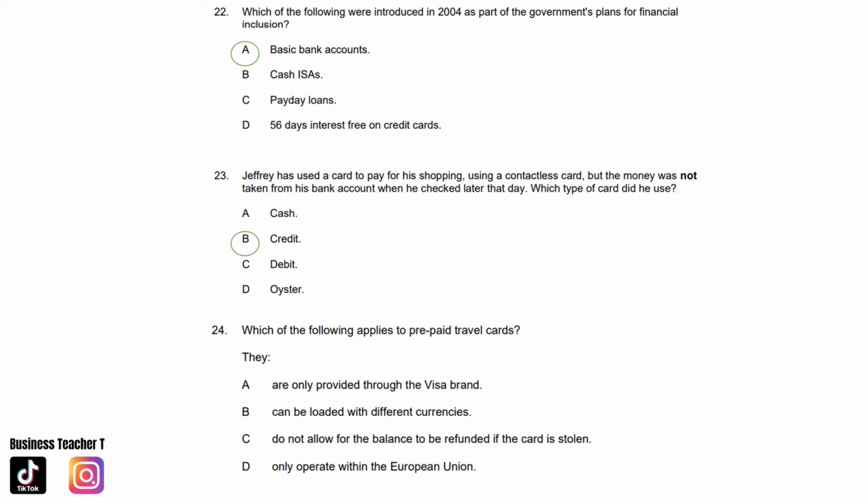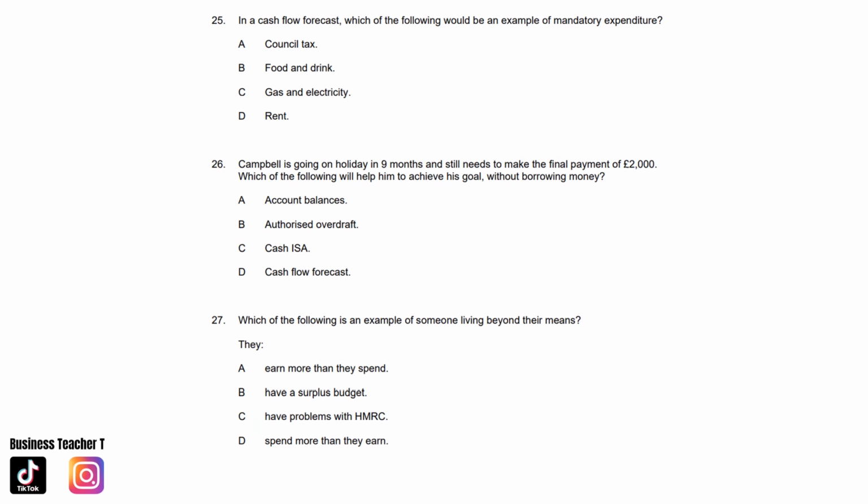And the answer is B, can be loaded with different currencies. Question 25. In a cash flow forecast, which of the following would be an example of mandatory expenditure? Is it A, council tax? Is it B, food and drink? C, gas and electricity? Or D, rent?